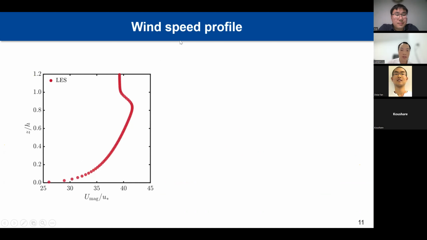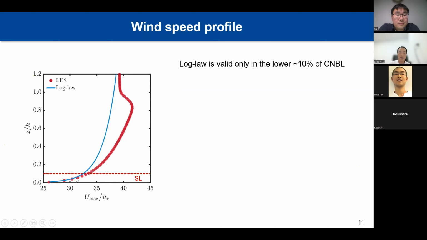So now we already know the two parameters involved in the log law. Then we want to know the performance of the log law in the prediction of the wind speed profile. Here is the LES data of the wind speed profile, and here is the prediction of the log law. It shows clearly that the log law agrees well with the numerical data, but only inside the surface layer, that is about 10% of the CNBL.